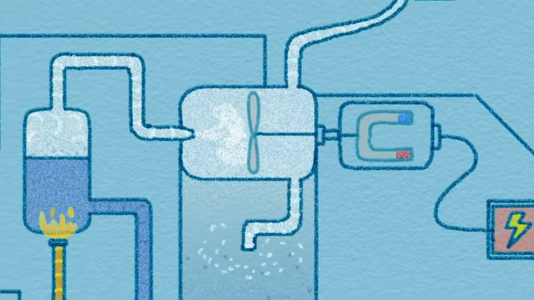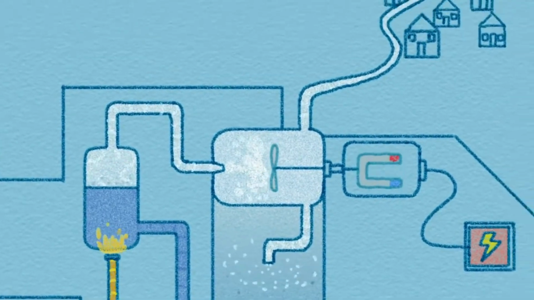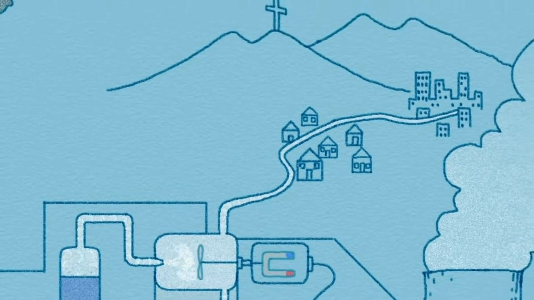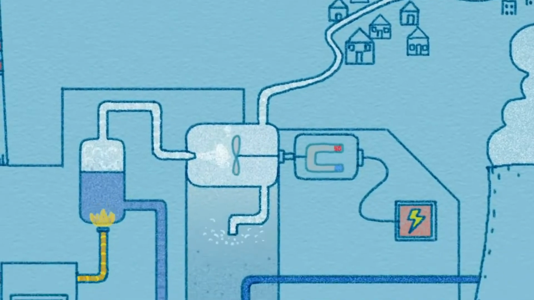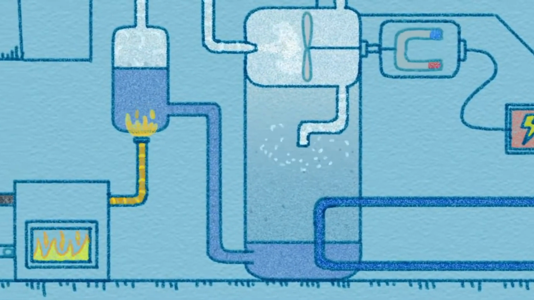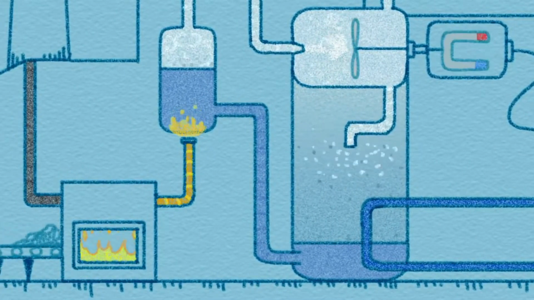Lastly, the steam is separated. Some of the steam is distributed to the surrounding cities and villages via a network of pipes to provide heating. This process is known as district heating. The remaining steam cools, condenses into water and goes back to the boiler for reheating.